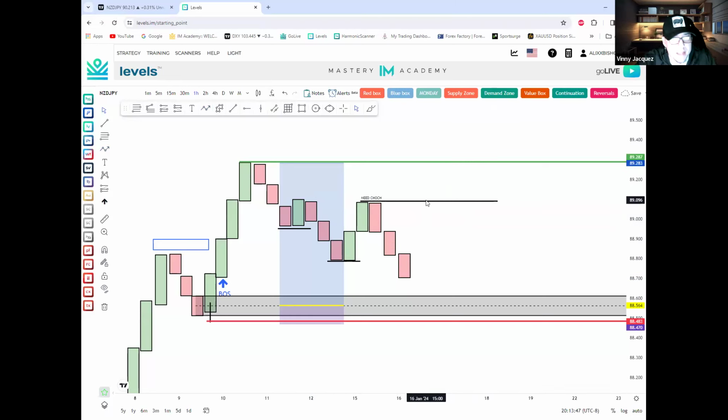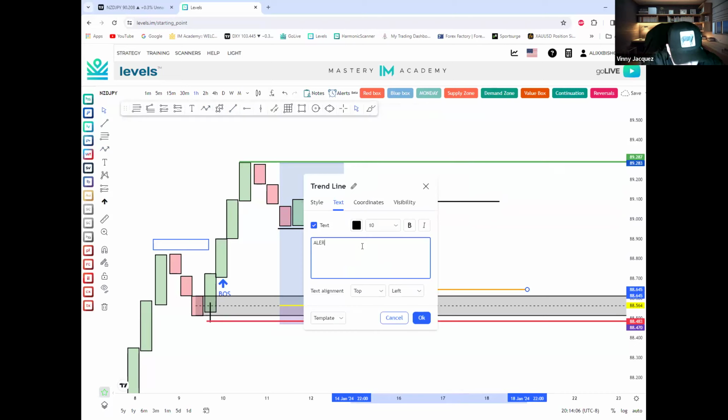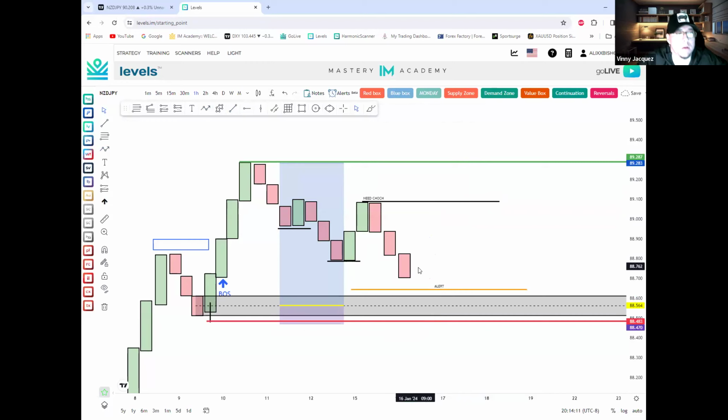So if that doesn't happen, guys, it has from here to here to mess around. Just let it do what it does, guys, right? We're going to go ahead and just set alerts. Alert right there. Let's make this orange. Alert. Boom. Right? So let's say market pulls back. The more market structure it makes, the better for us. Boom.